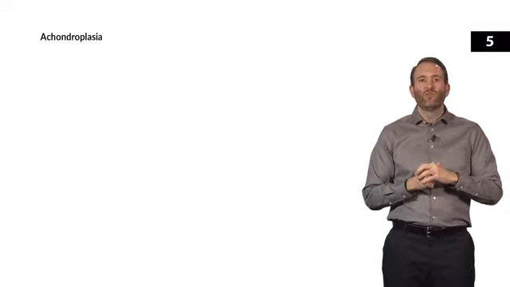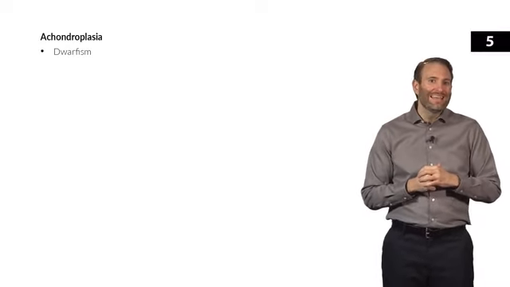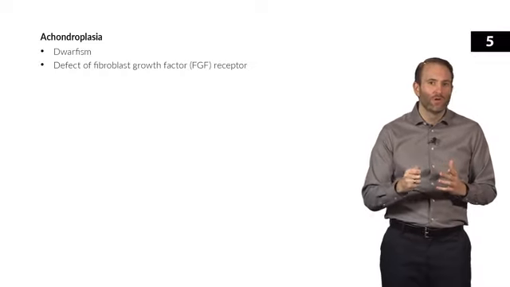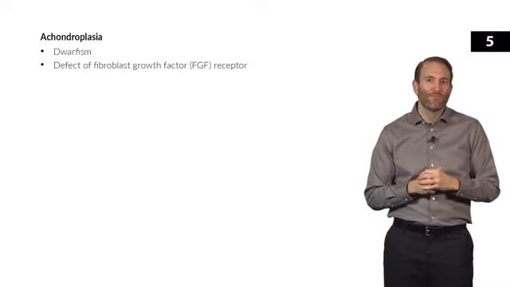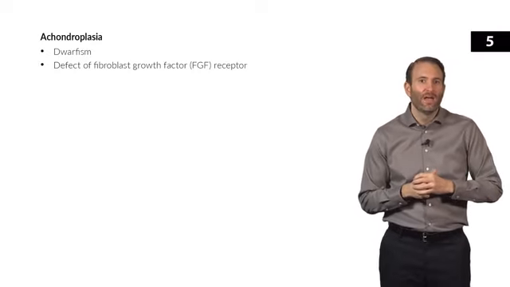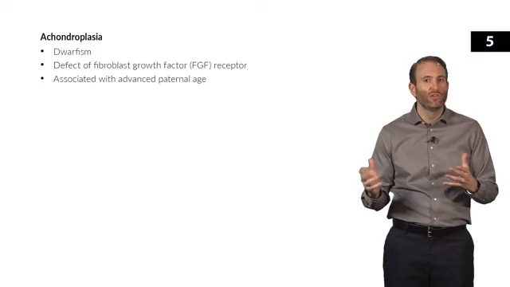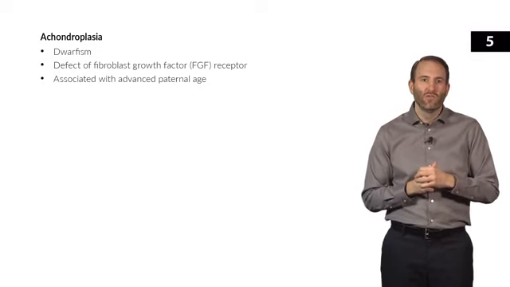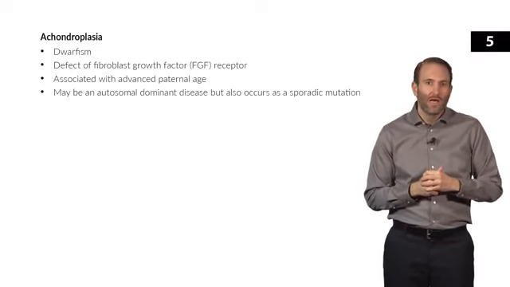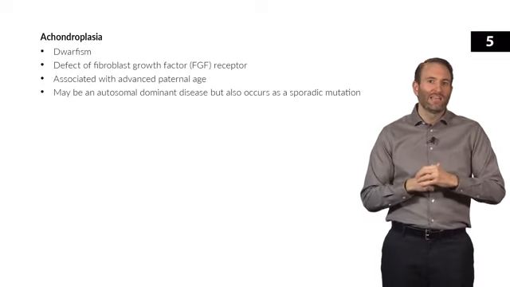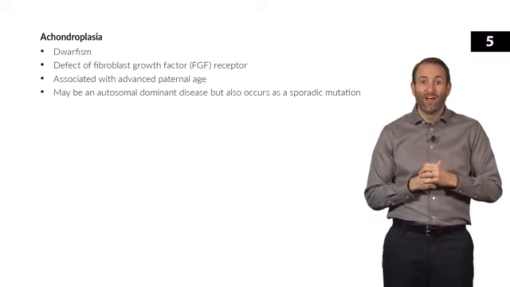All right, so now let's move on to achondroplasia. So this is also referred to as dwarfism. So this is a defect of the fibroblast growth factor receptor, so also referred to as the FGF receptor number 3. And it's associated with advanced paternal age. So older men having children are more likely to have those children have achondroplasia. Now, it can be inherited as an autosomal dominant disease, but it occurs as a sporadic mutation in 75% of cases.